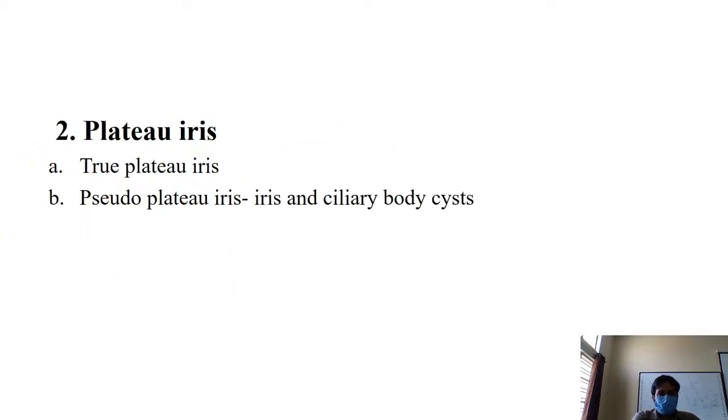Second is plateau iris. This has true plateau iris and pseudo plateau iris. Pseudoplateau iris is because of an iris or ciliary body cyst or any tumor of the ciliary body. True plateau iris, I'll be explaining to you in a while.